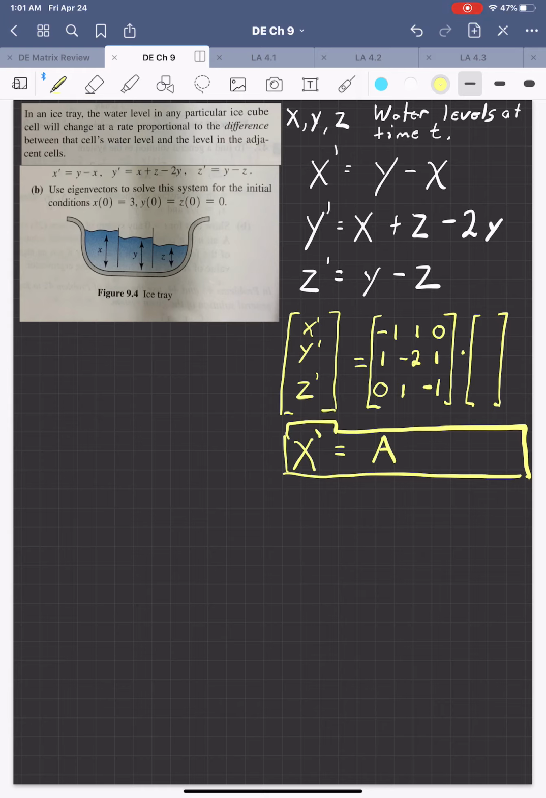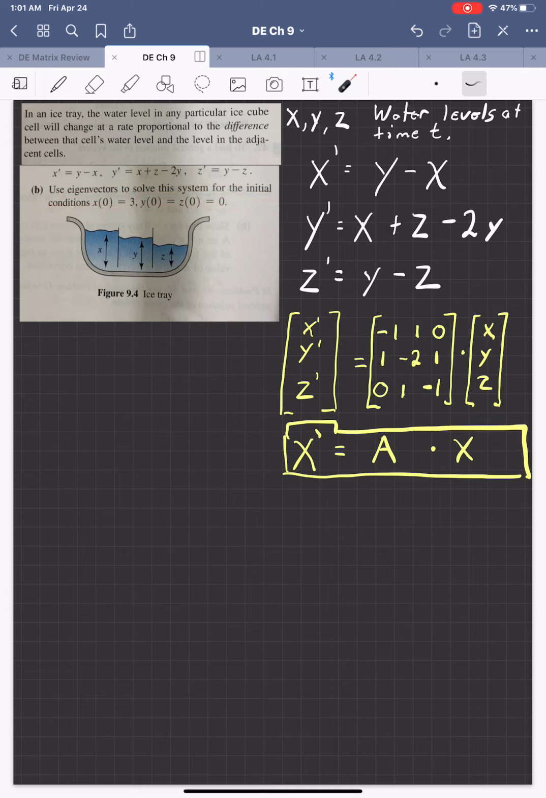Okay, the only variables being used here are x, y, and z. So this is our x prime is equal to A multiplied by x. Okay, so at this stage, I'm going to come in and save us some time. It says use the eigenvectors to solve for the initial condition.